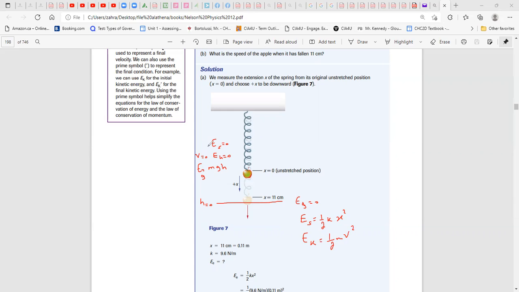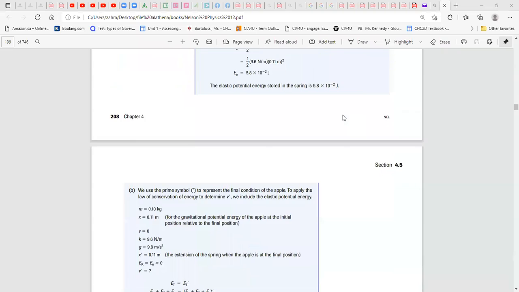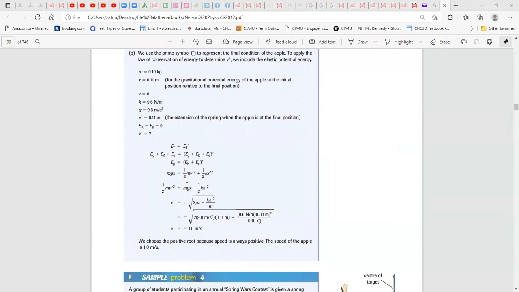So conservation of energy says that the energy here, which is mgh, is equal to the energy there: half kx² plus half mv². We have x, we have h, which is 11, and we have m. The only unknown is velocity. We just established the conservation of energy equation, as you see there. Then we can rearrange for velocity and you get the velocity in meters per second.